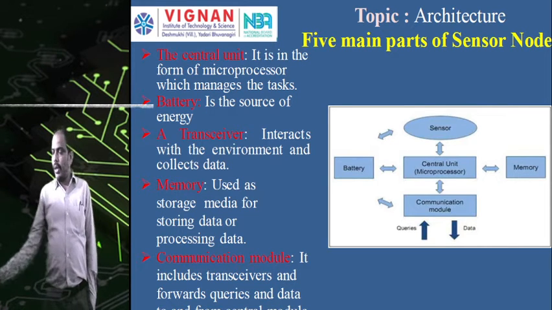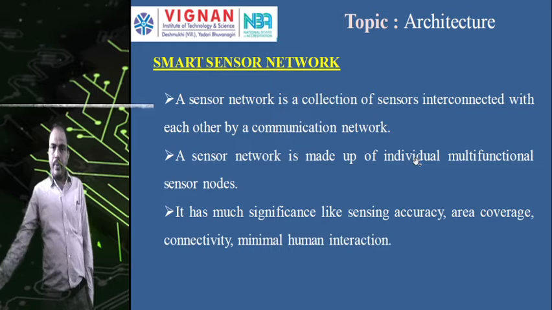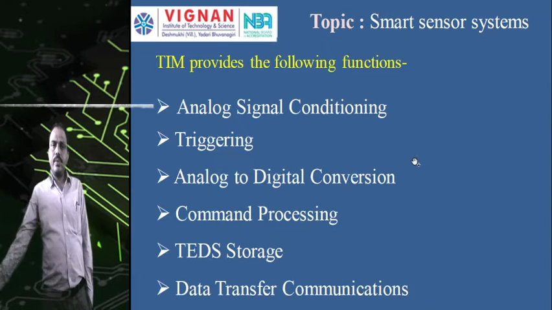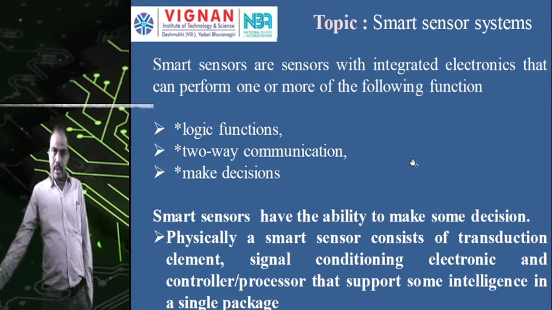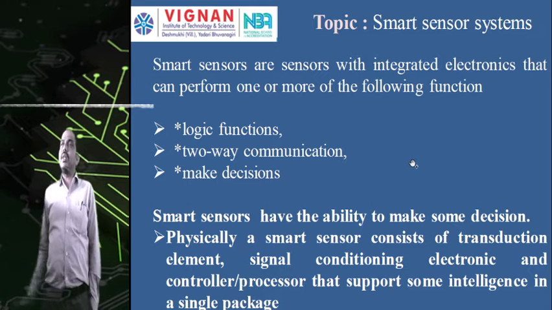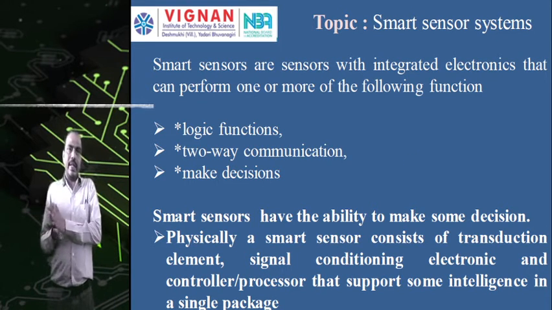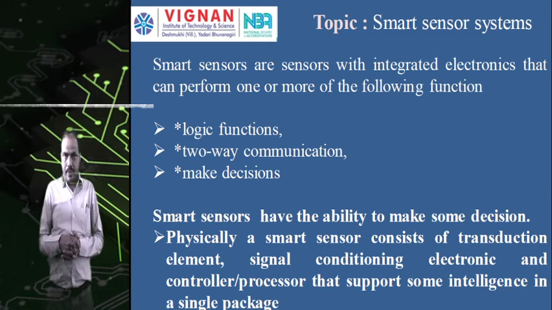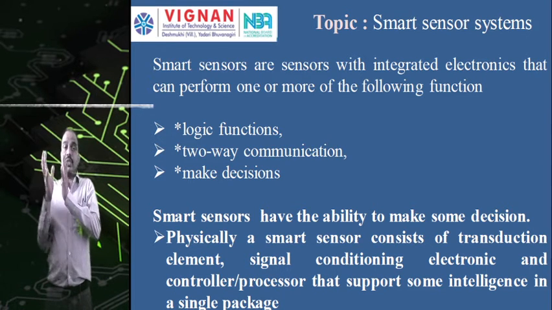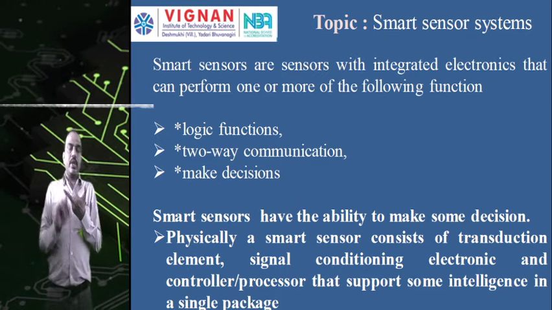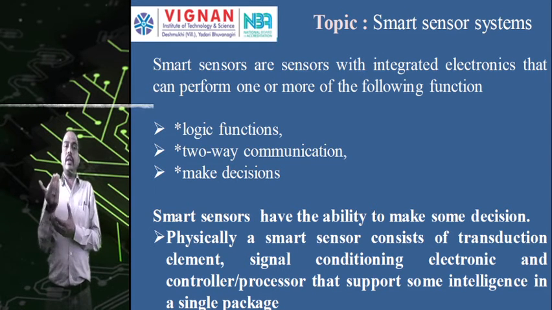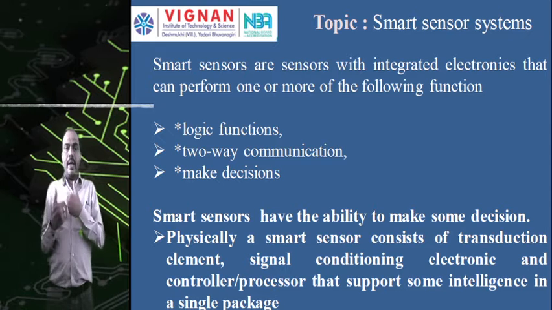Just once again, I will review the same topic briefly. So what is a smart sensor? Smart sensors are sensors with some electronics that can perform more functions in addition to sensing. In addition to sensing the physical quantity, it can provide some logical functions, some two-way communication, and also the ability to make some decisions.